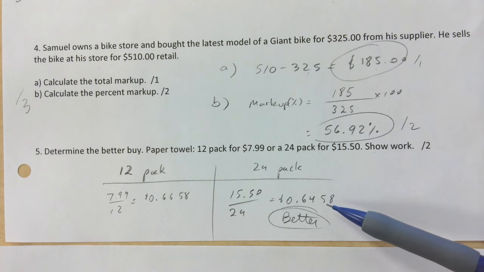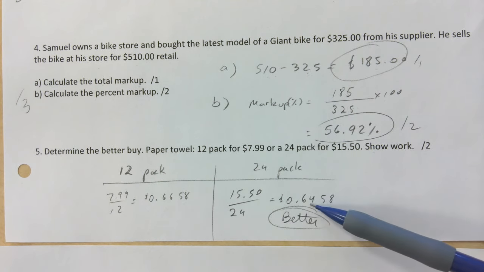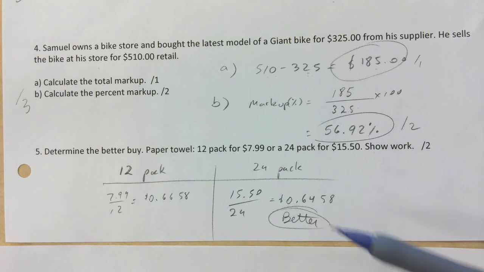I'll tell you this, you can round to 2 if you want, but if you round to 2 and they're both the same, then you're gonna be in trouble. Then you're like, well, they're both 55 cents, right? So that's why I encourage just do 4 when it's unit pricing. Okay.